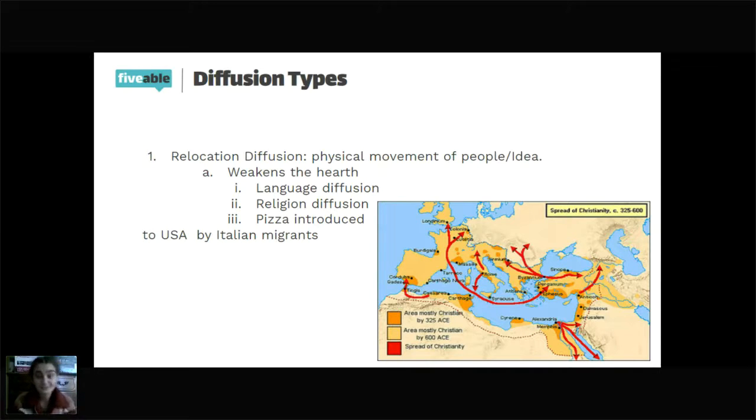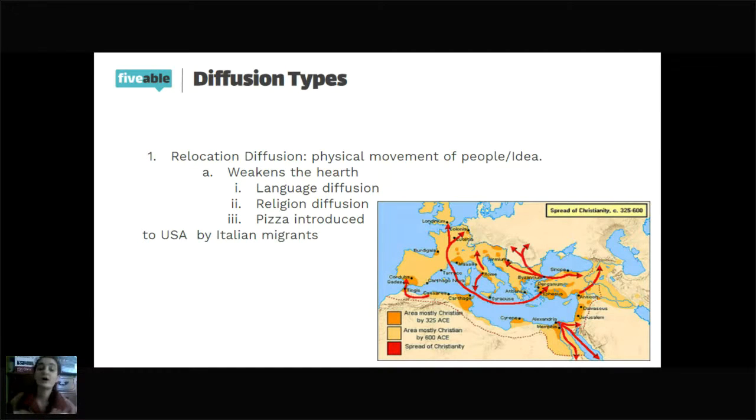Some examples will be language diffusion. Language diffuses because people migrate. Guys, give me examples, because I think it's very important to come up with examples when you're talking about this, especially in FRQs. So if you're writing FRQs, give me examples of language diffusion or religion diffusion. Yes, Europeans, Americans. That's what I was thinking of.